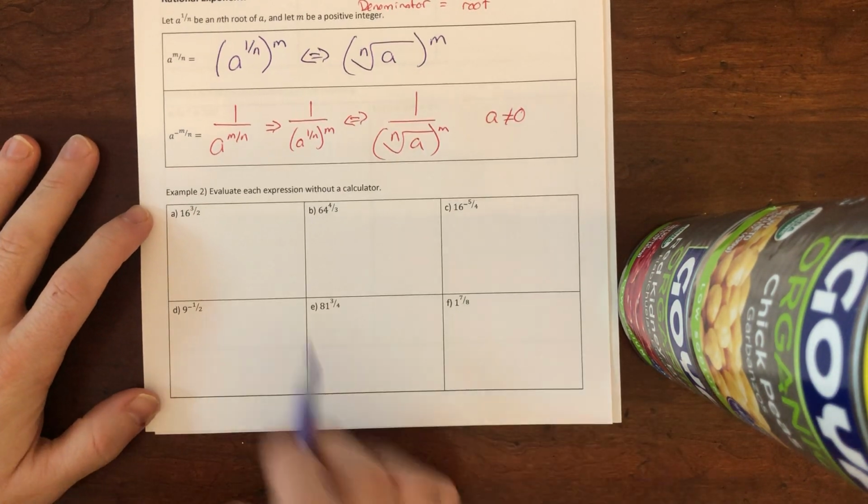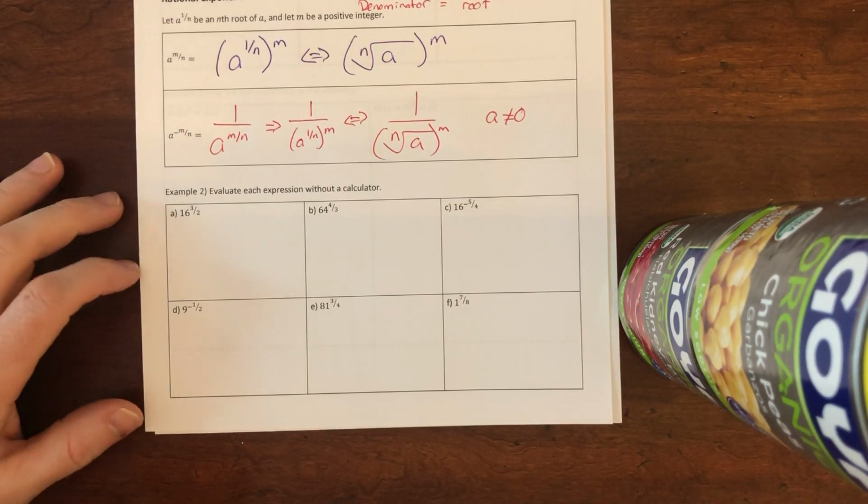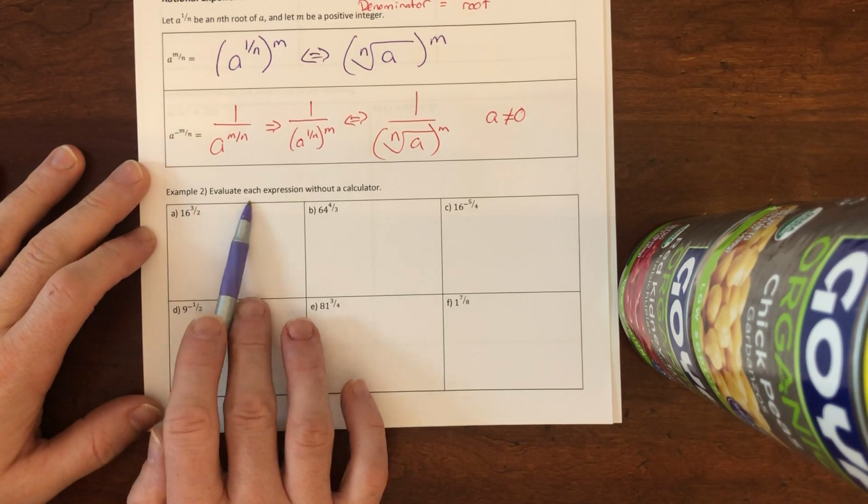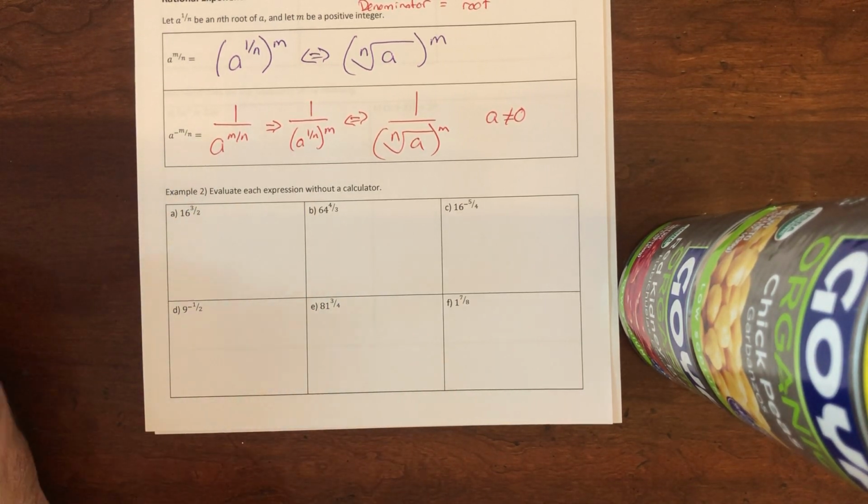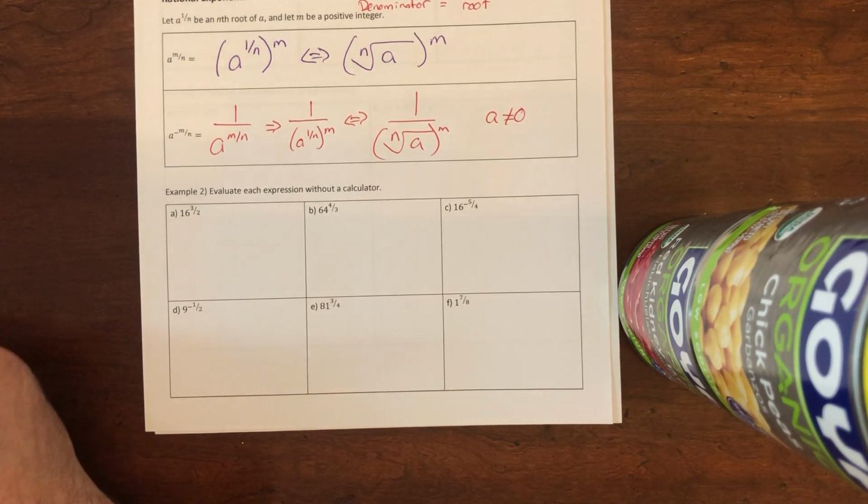Oh, look at that. Some examples right here. So when we have this, they want us to evaluate these without a calculator. If they tell you without a calculator, there's probably a good chance the number is going to be a whole number or an integer. We're not going to have some type of decimal. So when we look at the first one, it's saying 16 to the 3 halves.